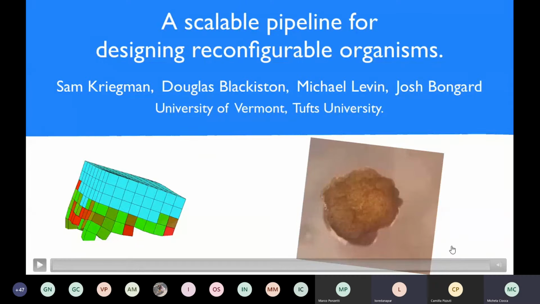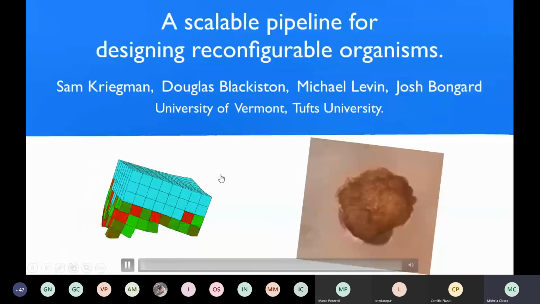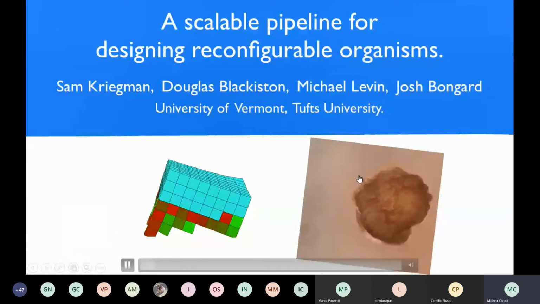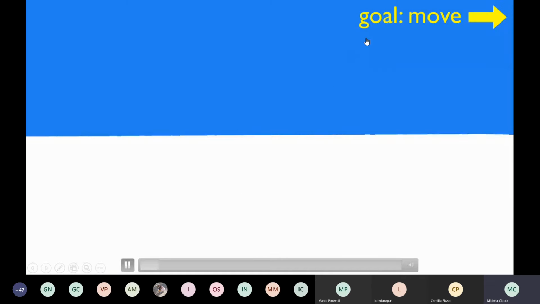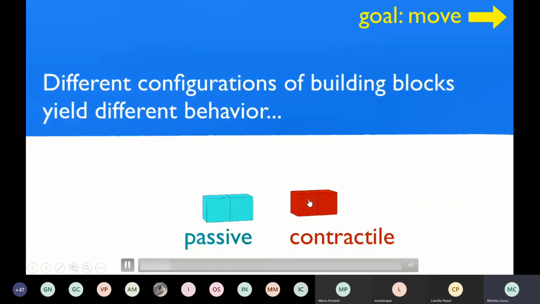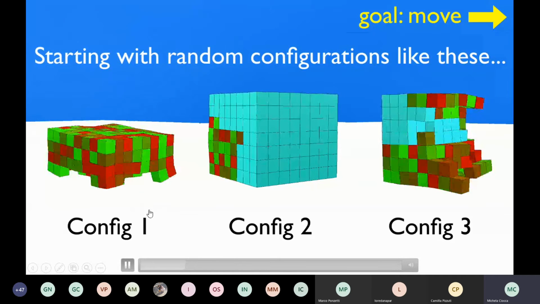Okay, now I will show you a brief video in which I can summarize what Loredana said before. So a computer pieced together biological building blocks into different structures. And as you can see here, this is an image of in vitro and in vivo and in silico organisms. So the goal is the movement. Here you can see the building blocks, the passive one and the contracting one. But most random configurations of the building blocks do not generate useful behavior. So they have to try with different configurations like this, as you can see here.